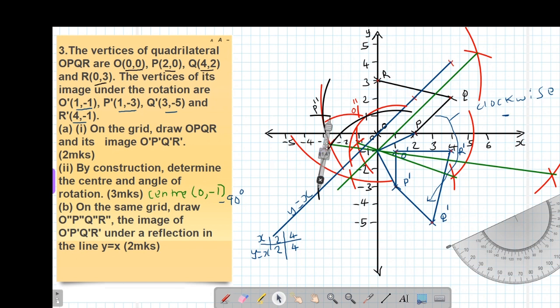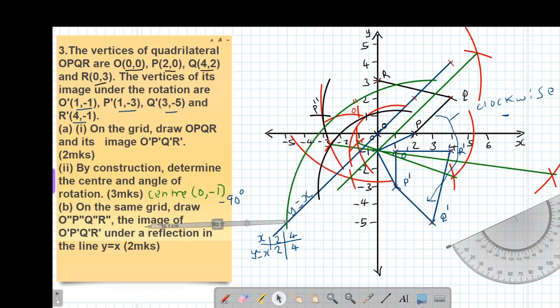So I go to Q. So my coordinate Q is here. So I'm going to put my compass through point Q. Then I'm going to stretch it to ensure that it cuts the mirror line 2 times. So you can see it will cut it twice. So let me change the ink for this particular point. So I'm going to make it cut the mirror line 2 times.